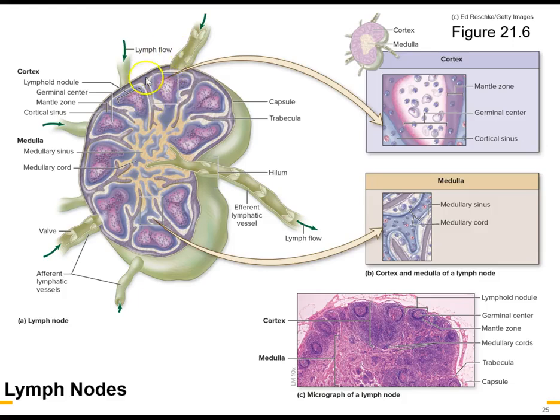So here's the cortex. Let's zoom in, and you can see the germinal center here. You can see the surrounding mantle zone, and then you can see the cortical sinus.